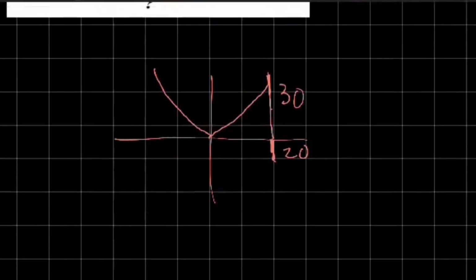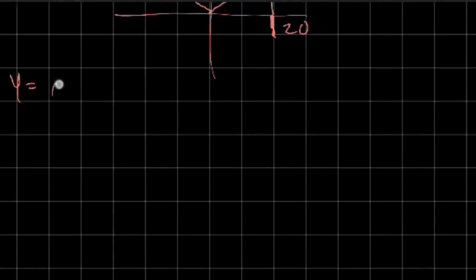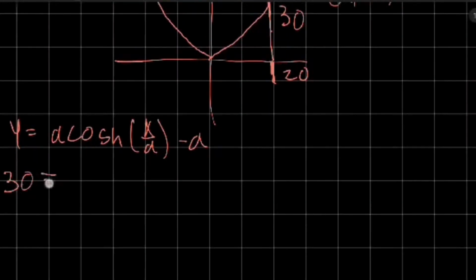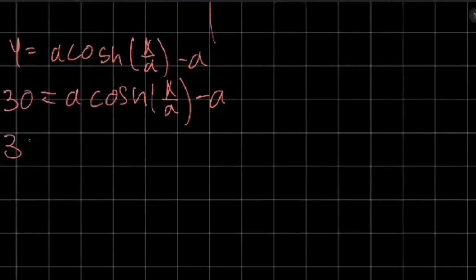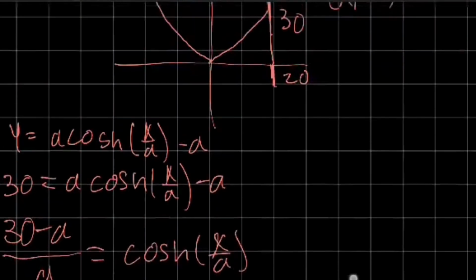And from this equation, we know that we have the point x, 30. So we can use the formula y equals a cosh of x over a minus a. And in this, we can plug in our value for y, so 30 equals a cosh of x over a minus a. And when we simplify it down, we get (30 minus a) divided by a is equal to cosh of x over a.